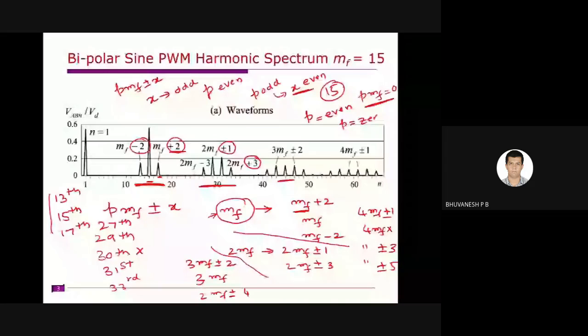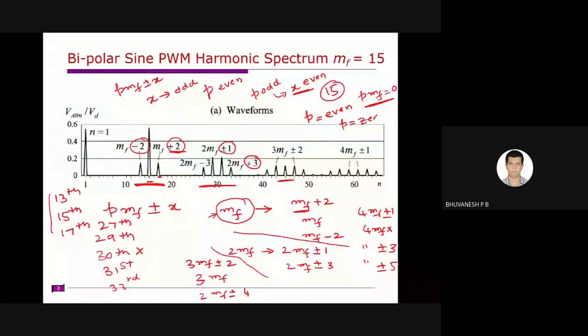2MF plus or minus 1, 2MF plus or minus 3, are these non-existent? Or adjacent only, right? These are adjacent only, right? These are present. Only the PMF harmonic is not present when P is even. The PMF order harmonic is not present when P is even. Clear?